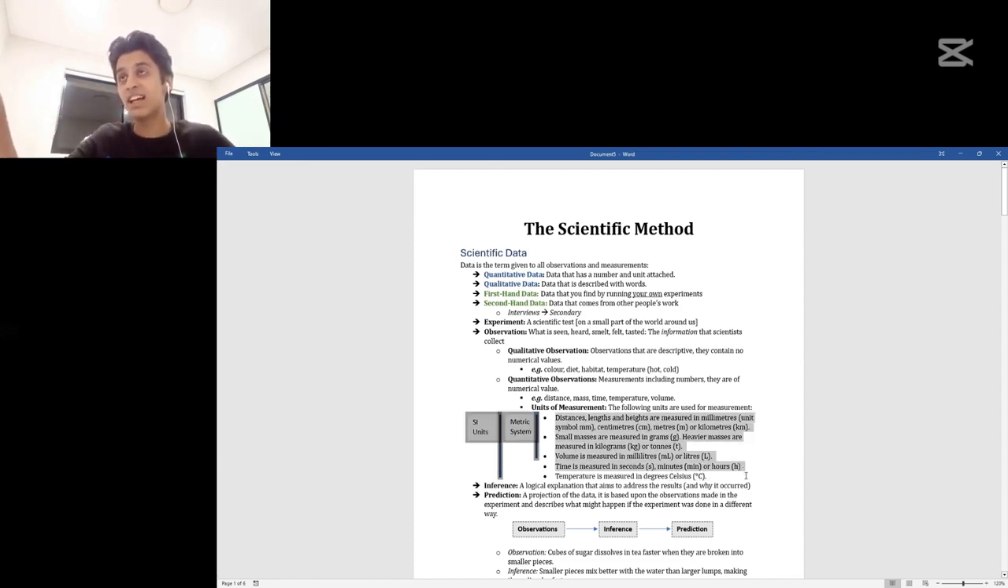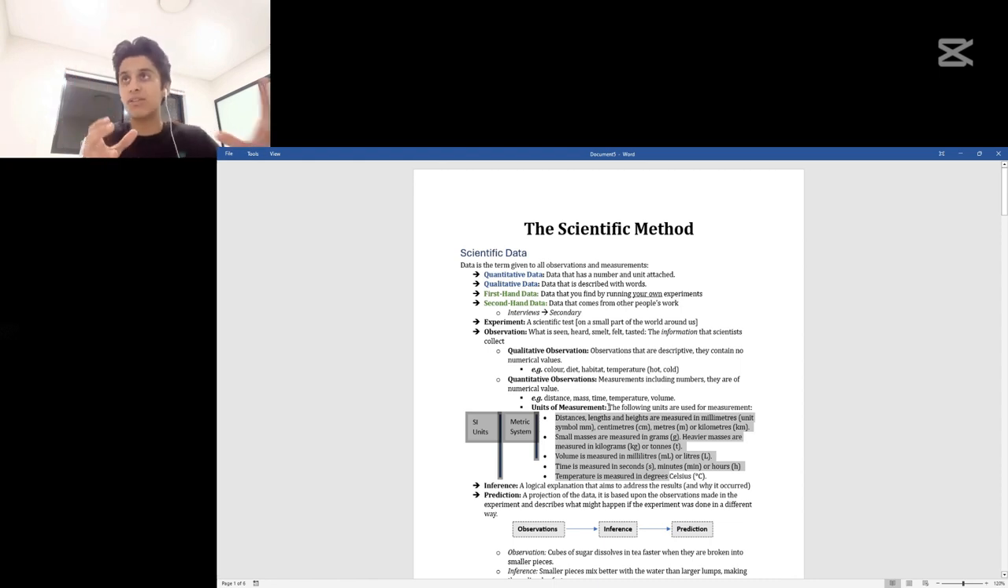Distances and lengths and heights are measured in millimeters, mm, centimeters, cm, meters, m, or kilometers, km. Small masses are measured in grams, g. Heavier masses are measured in kilograms, kg, or tons, t. Volume is measured in milliliters, ml, or liters, l. Now, the first three are all part of the metric system, okay? Now, time is measured in seconds, minutes, or hours. Temperature is measured in degrees Celsius.